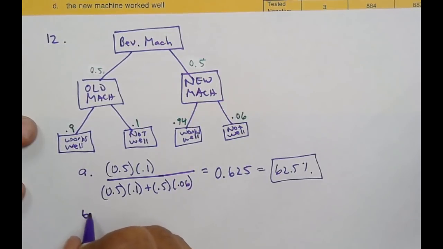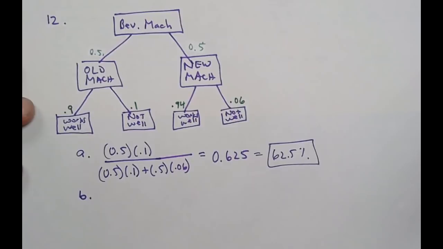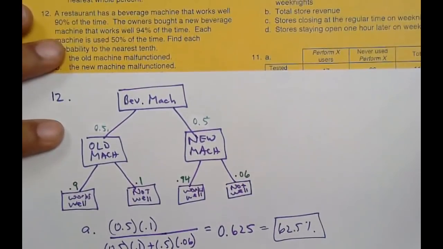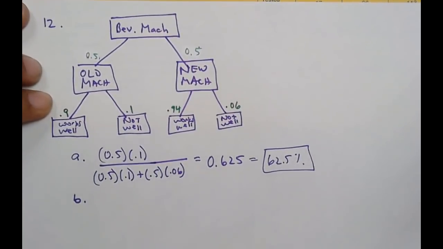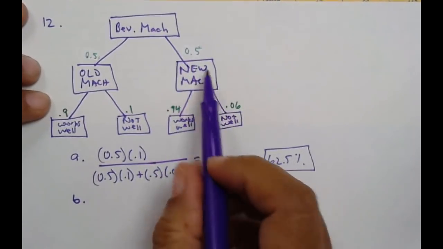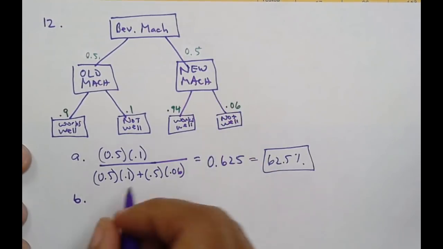All right, part B. We want to know if the new machine malfunctioned. So again, it's about a malfunction. So the denominator is essentially going to be the same between A and B. The difference is the numerator will be the fact that the new machine malfunctioned. Okay, so the new machine malfunctioning now is 0.5 times not working well, 0.06.